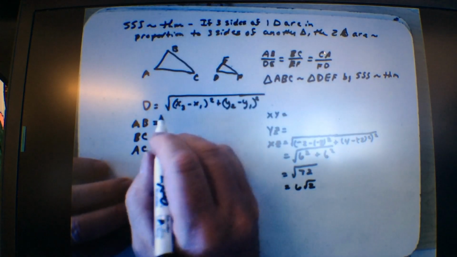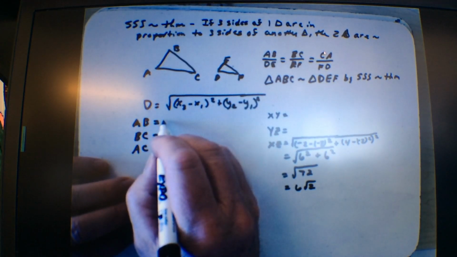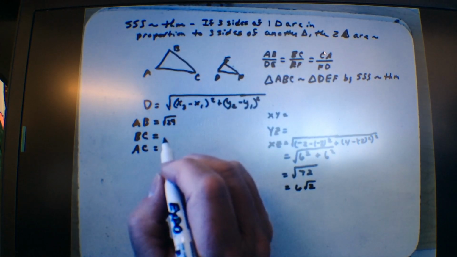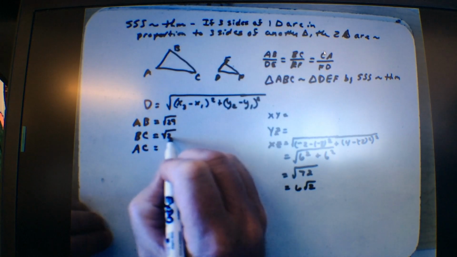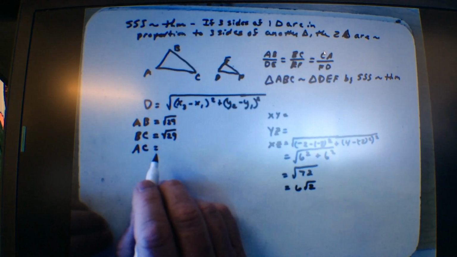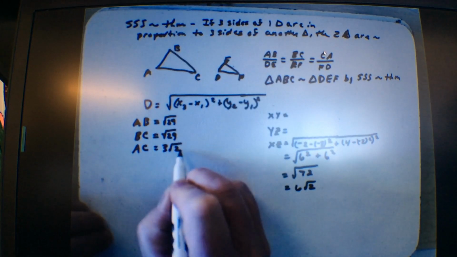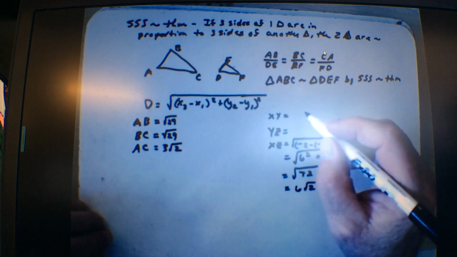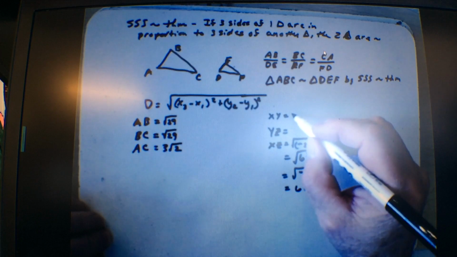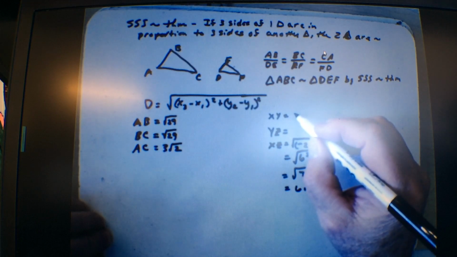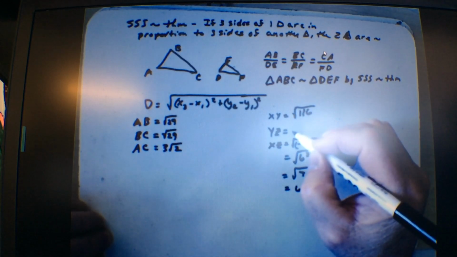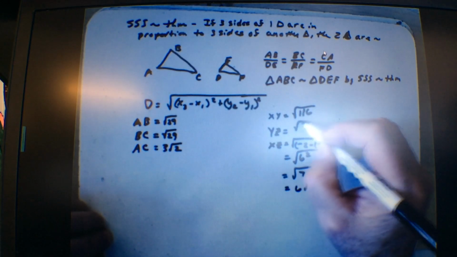Okay, what'd you get for AB? Square root of 29. Anybody get BC? Yeah. What was it? Okay, so those are equal, right? Yeah. Okay, and then AC, 3 square root 2, you square it. Okay? Did anybody get XY? We didn't square up, 116. Yeah, 116. What did you get for YZ? Same thing. Same thing? Yeah.